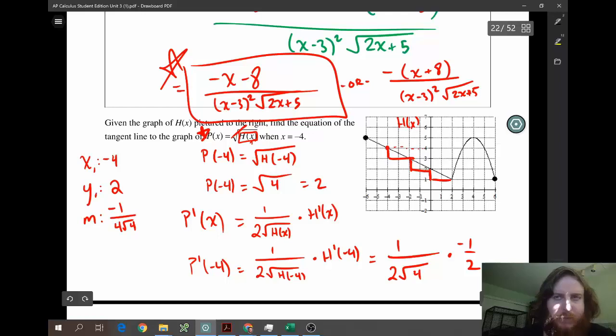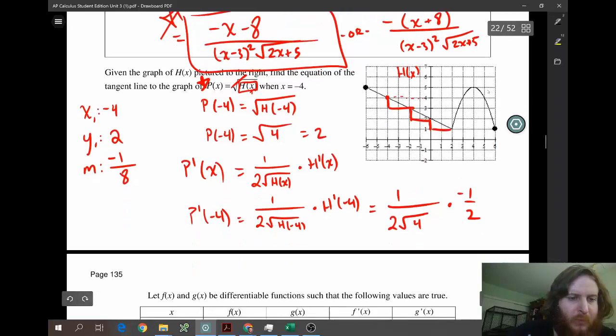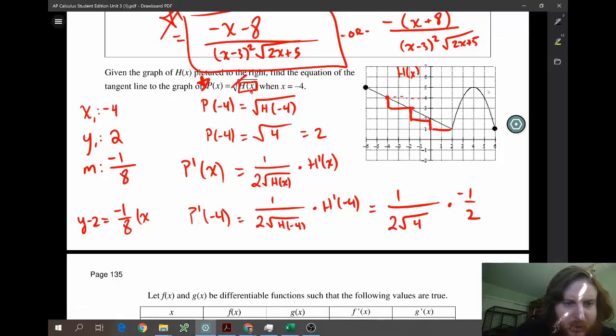Oh, I messed that up. Square root of 4 is just 2. So the square root of 4 is 2, and 2 times 4 is 8, so it's negative 1/8. So we'll have y minus 2 equals negative 1/8 times x plus 4, when we do x minus negative 4.